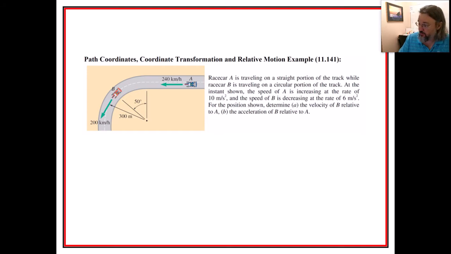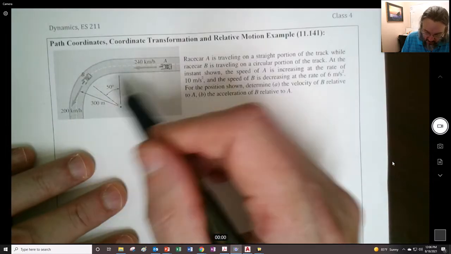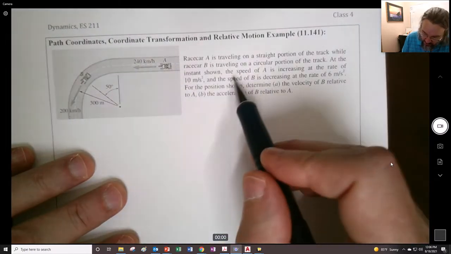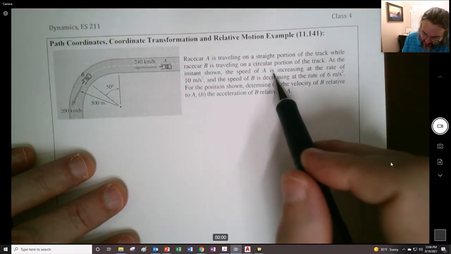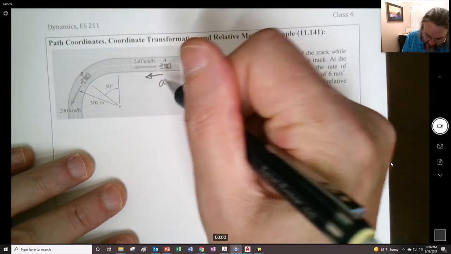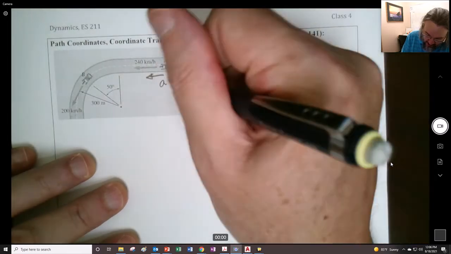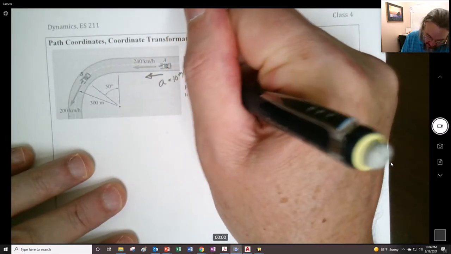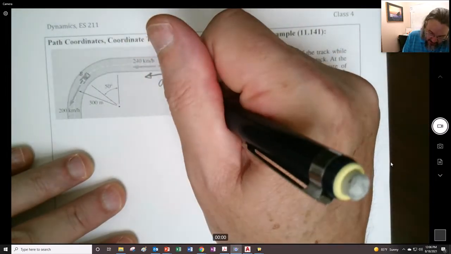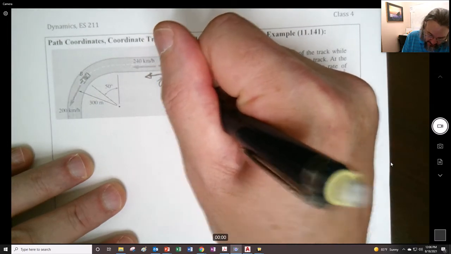Whoops, I'm pointing at the thing. There you go. There's 200 kilometers per hour, and A is 240. And let's see who's increasing speed. A is increasing speed, right? So it has an acceleration here that's equal to 10 meters per second squared, and we'll just leave it at that. That's the acceleration of A.